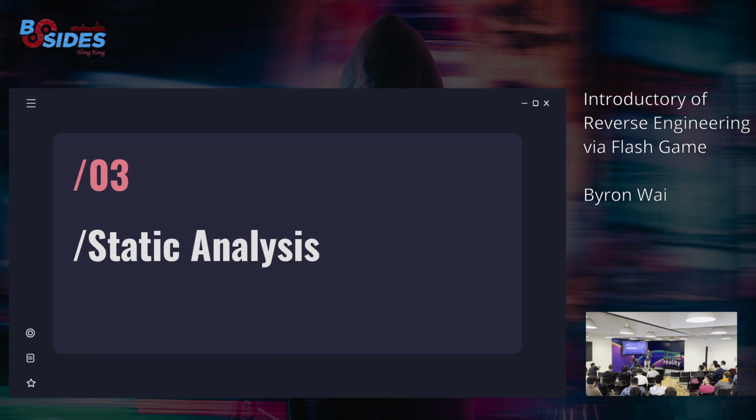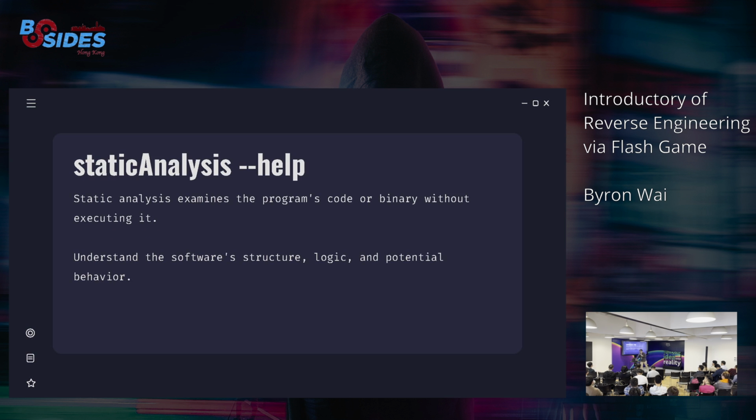So once you have familiarized yourself with the game and the basic interface, we can start to dissect it. So what is static analysis? Let me go a bit deeper. Static analysis examines the game program's code or binary without executing it, just like opening it up. Our aim is to understand the software's structure, logic, and potential behavior, like how your characters will behave and how events occur, or how every function should be called.